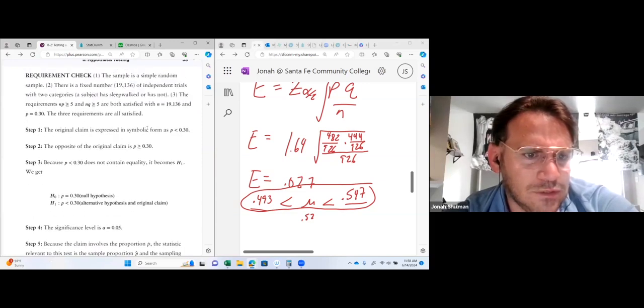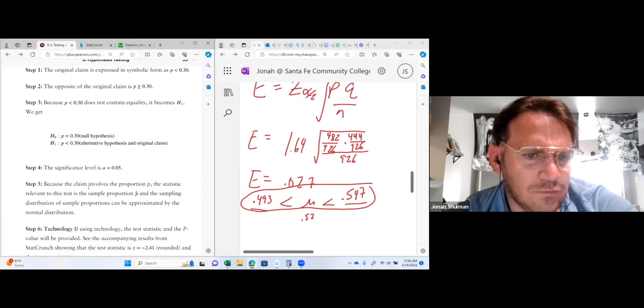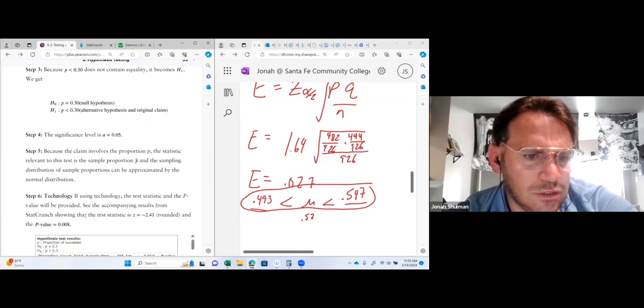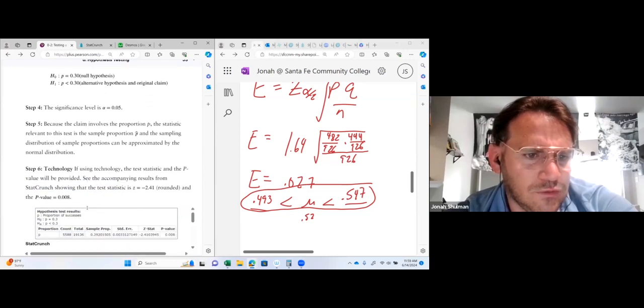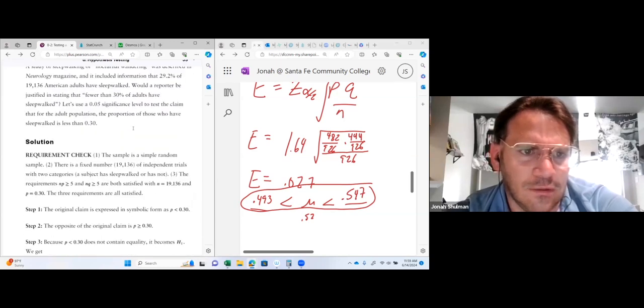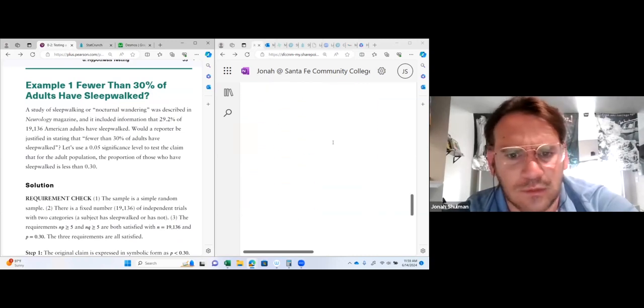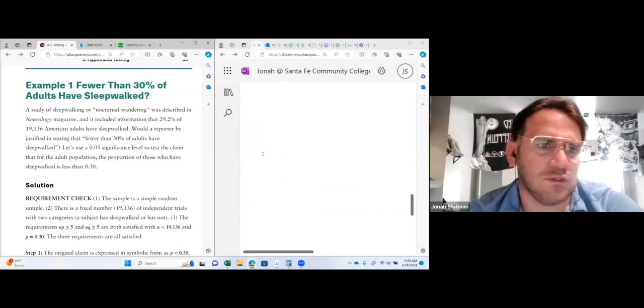The original is this, the opposite is this. Does not contain inequality. We got this for the null and that for the alternative, because the claim involves a proportion. We use the hypothesis testing results. They're talking about bootstrapping and stuff, but I might as well just do the problem. And I believe this is the last one for this one.